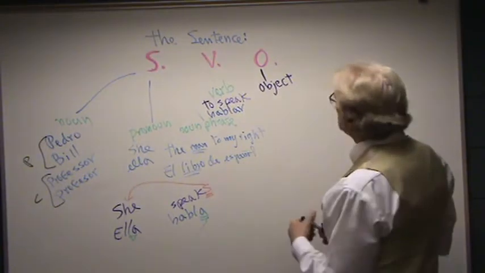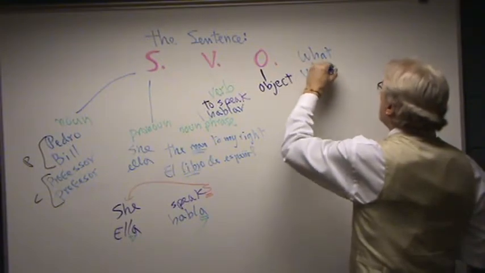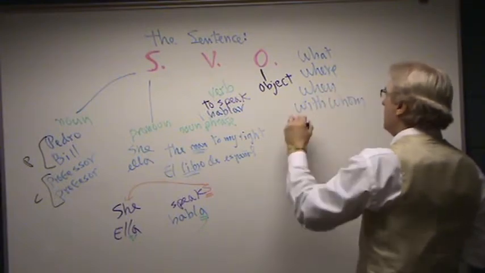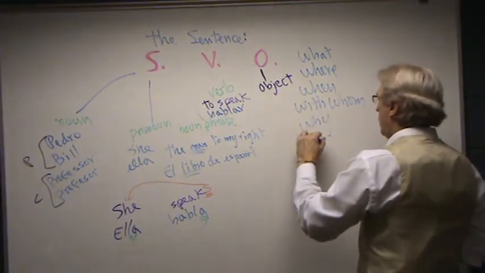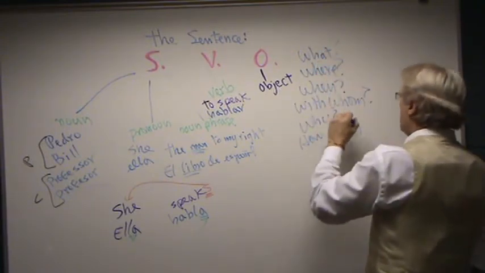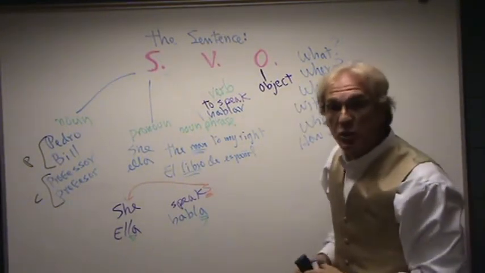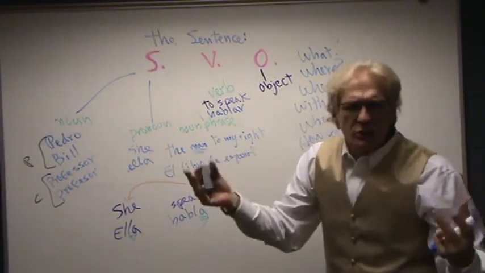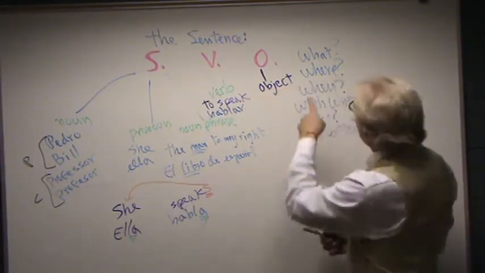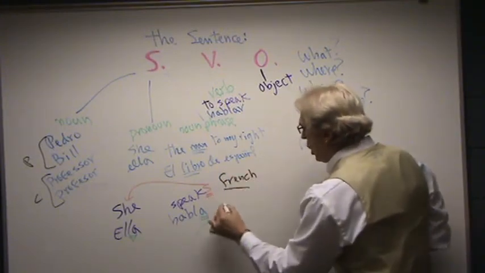So, if I am to add that information, say, the what, where, when, with whom, why, how often, okay, all this, possibly. So, going back to our sentence, let's add that additional information to my sentence to make it something more logical and appealing. So, she speaks, what does she speak? She speaks French. That'd be my what.